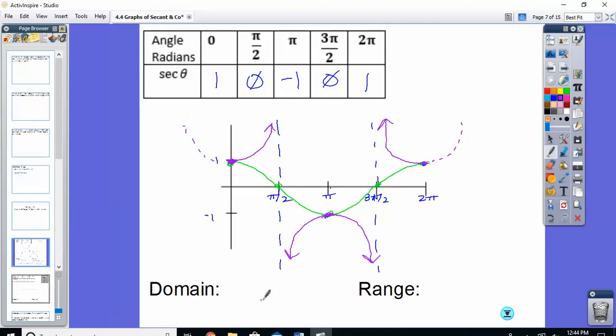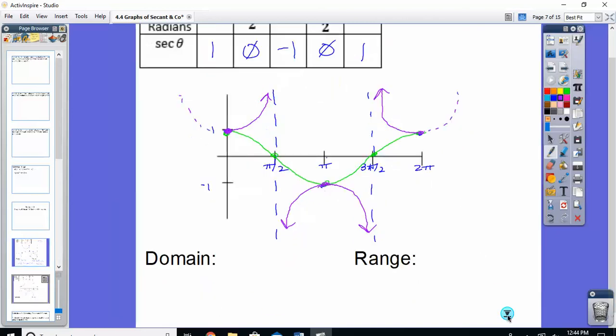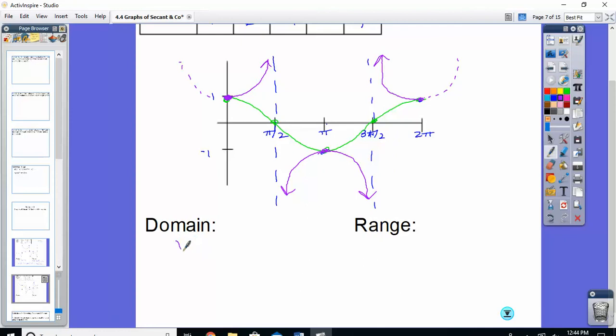We're just alternating those. So the domain on this one, x cannot equal pi over 2, 3 pi over 2. What would the next one be? Pi over 2, and so on. The range is the same as cosecant. It's going down forever, so from -infinity to -1 with a bracket, union bracket 1 to infinity.